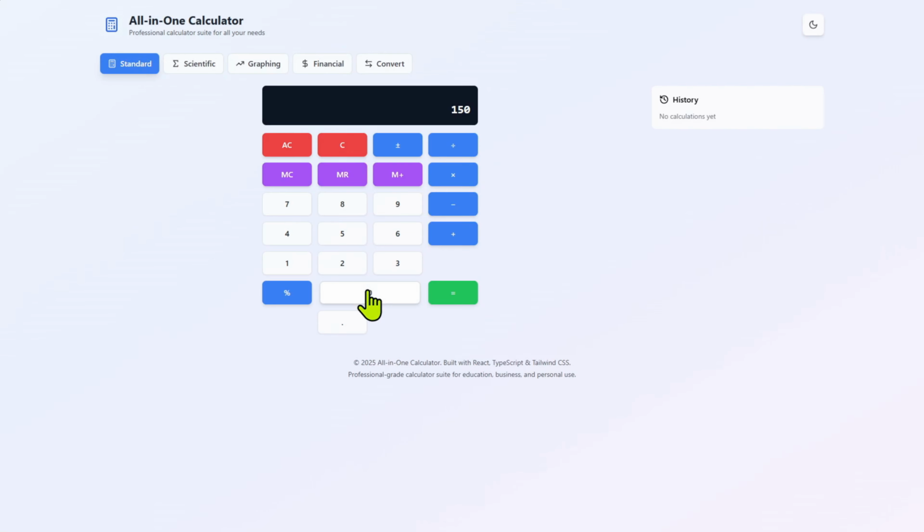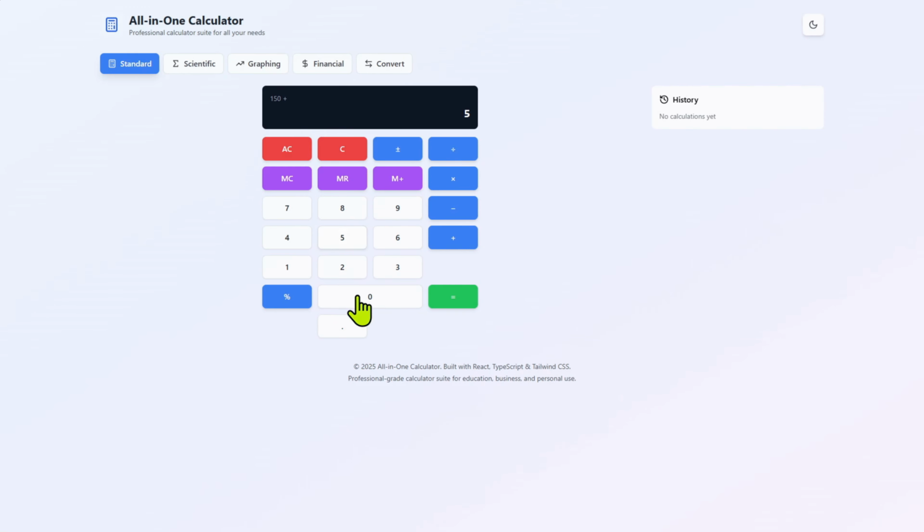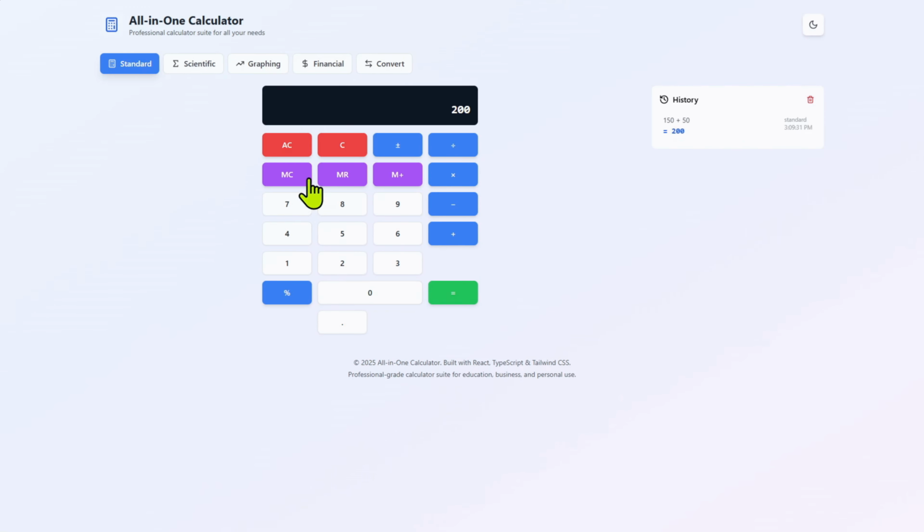It starts with the standard calculator. It handles your daily math with a clean interface, and every result is automatically saved to your history.